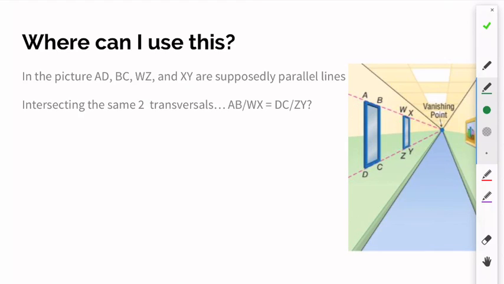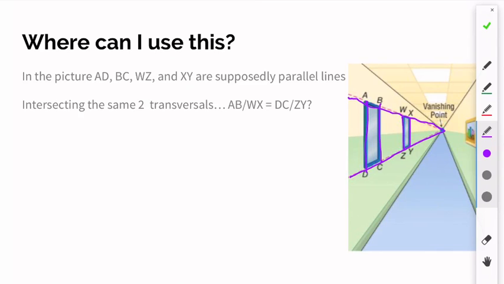Where does this come in handy? This is not in your notes or anything, but I thought this was interesting. So here's an art project where we're talking about perspective. In this picture, AD and BC, WZ, and XY should all be parallel lines intersecting the same two transversals, which are these imaginary lines that we would draw in as artists and then erase. So they're intersecting those transversals.